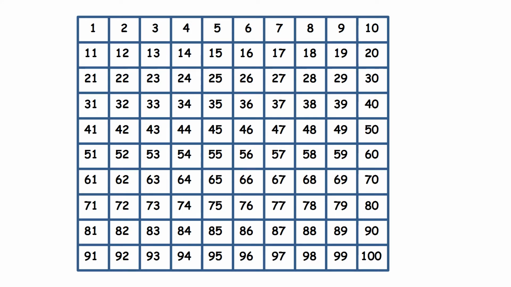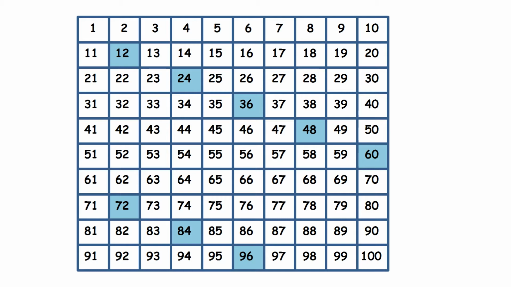And now let's practice counting up in steps of 12 on a 100 square. 12, 24, 36, 48, 60, 72, 84, 96, and then if we kept on counting above 100, we would have 108 and 120.